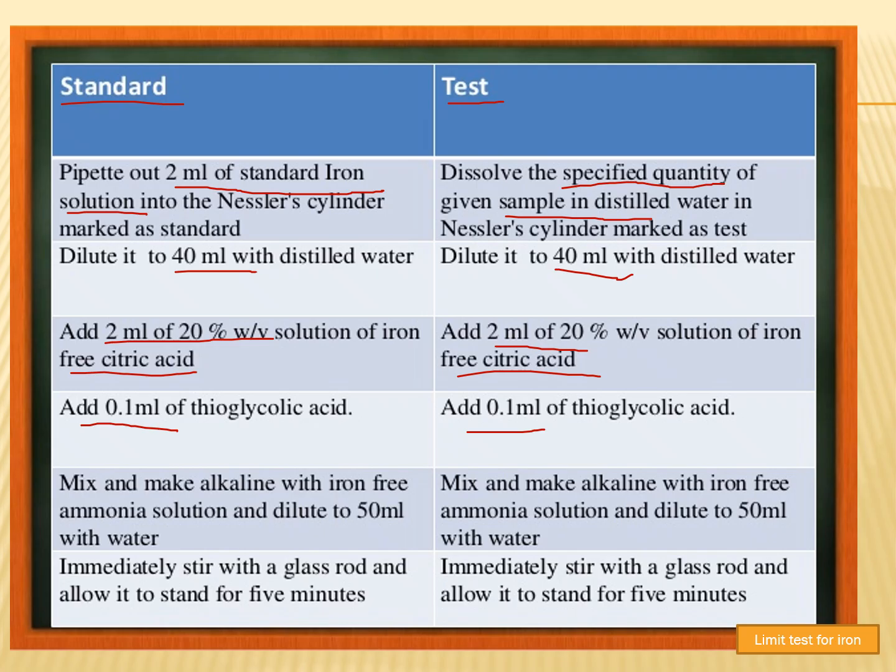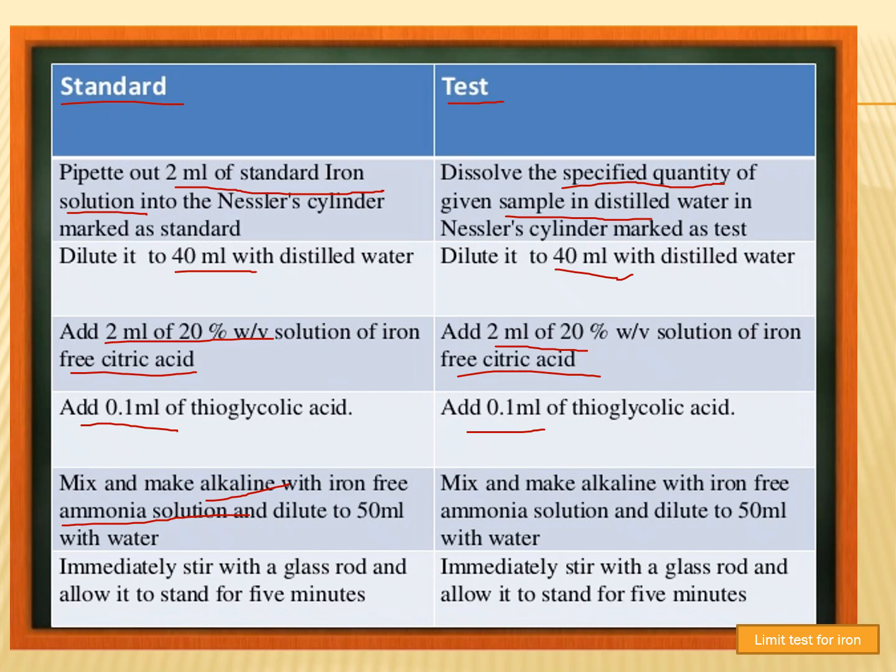Okay, next, at last, we are making both the test and the standard solution alkaline by adding iron-free ammonia solution. We are adding iron-free ammonia solution in both the test and the standard for making the solution alkaline, and then adding water. We make up the Nessler cylinder to 50 ml by diluting with water.